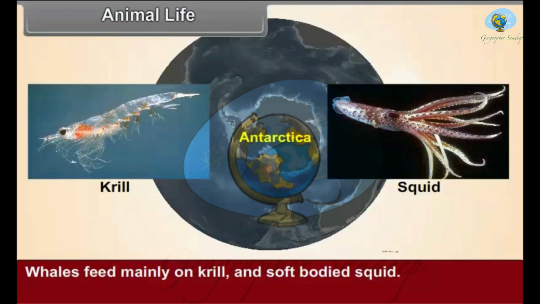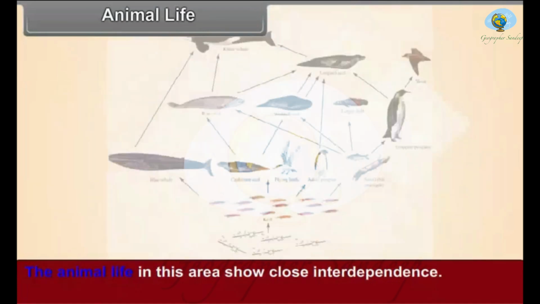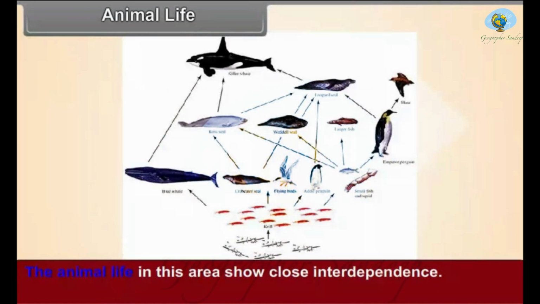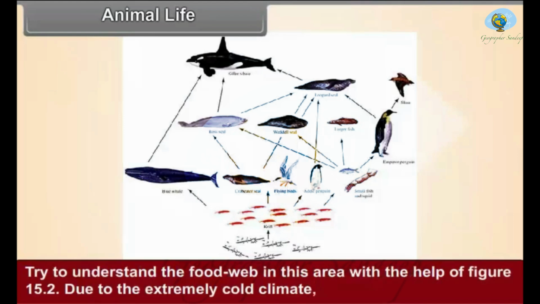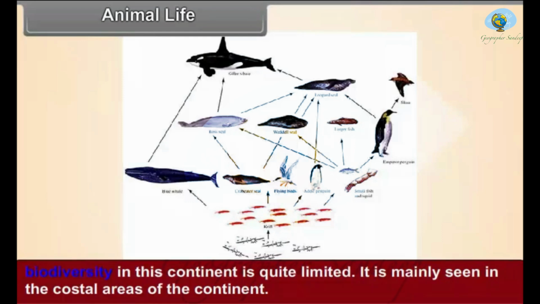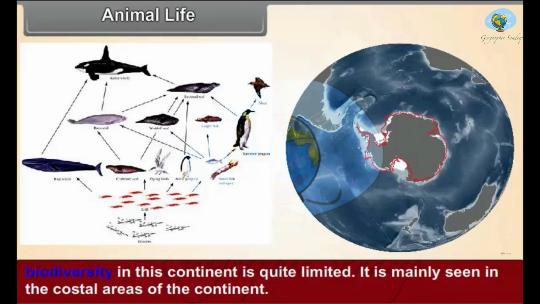and the soft-bodied squid. The animal life in this area shows close interdependence. Try to understand the food web in this area with the help of figure 15.2. Due to the extremely cold climate, biodiversity in this continent is quite limited. It is mainly seen in the coastal areas of the continent.